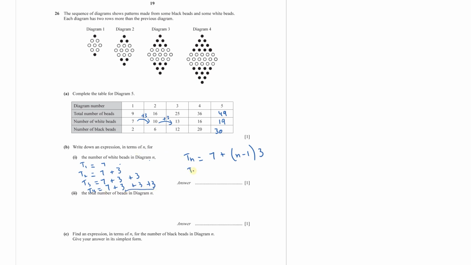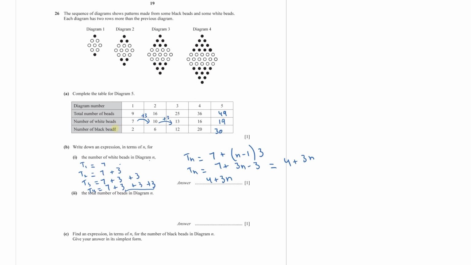So let's simplify this. Your Tn would equal 7 plus, if I multiply this out, 3n minus 3. 7 minus 3 is 4, and then 4 plus 3n. So your answer is 4 plus 3n for the nth term. Part 2 is total number of beads in diagram n.